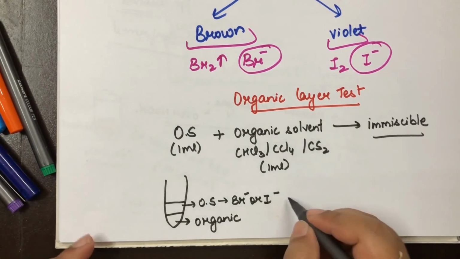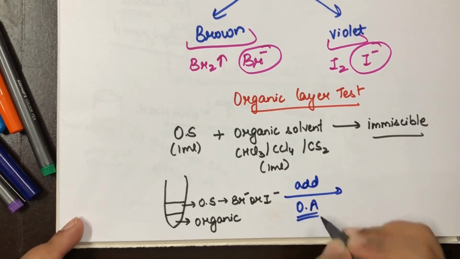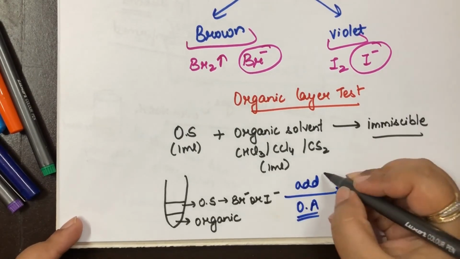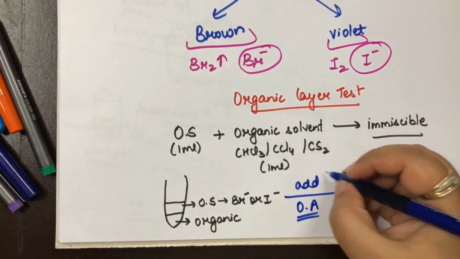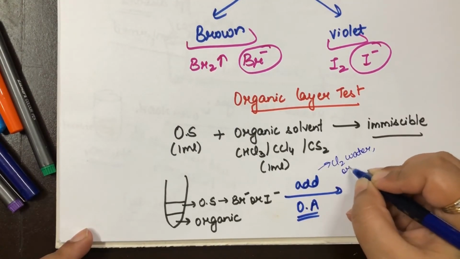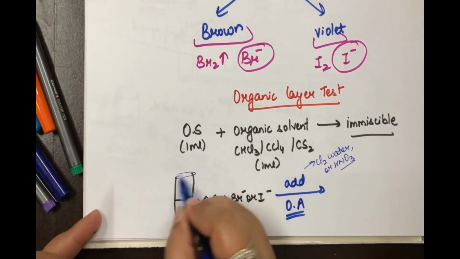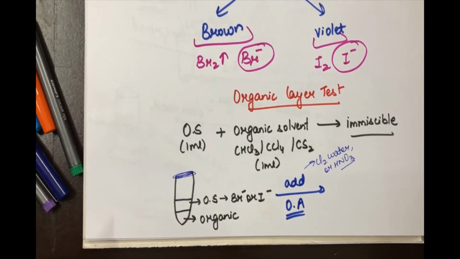So now what I will do is add an oxidizing agent to this test tube. This oxidizing agent can be your chlorine water, it can be your nitric acid. And now what will happen? Just keep your thumb here and shake it vigorously.